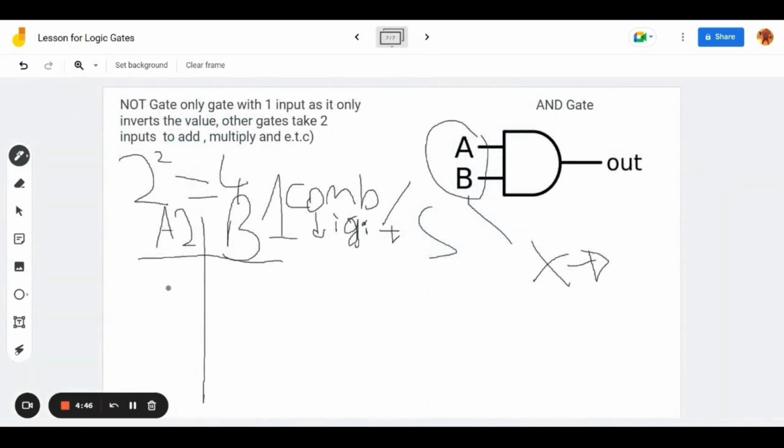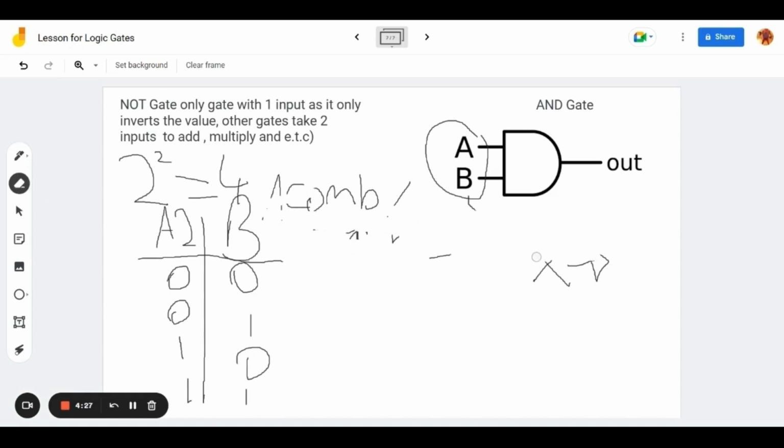Now let's fill it up. The first digit would be 0 and 0. The next digit would be 0 and 1, which would represent 1. The next digit would be 2, so 1 and 0. The next digit would be 1 and 1. That's 2 plus 1 equals 3. So basically, what this AND gate does is it multiplies your values together.